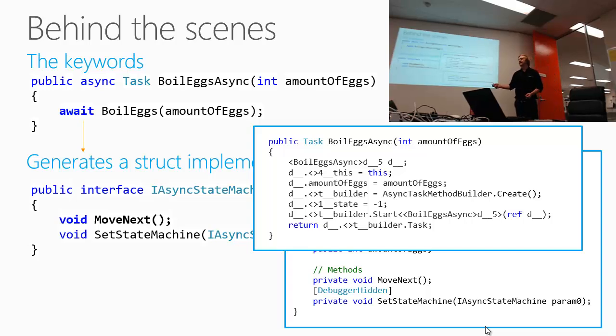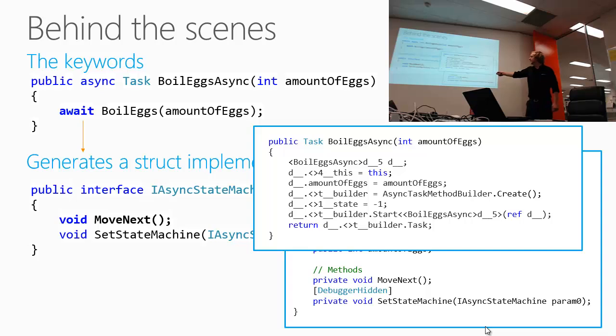What also happens is that the entire method is going to be rewritten into something that looks like this. So this is the structure that the compiler generated. It's going to initialize that inside the method. It's going to add the reference to the class itself. It's going to set the amount of eggs in the state machine. And then it's going to create a new instance of the AsyncTaskMethodBuilder. And this AsyncTaskMethodBuilder is going to be used to initialize and start the state machine. And it's going to be used to actually track the task that runs inside the state machine. Or rather, the task that executes the state machine.